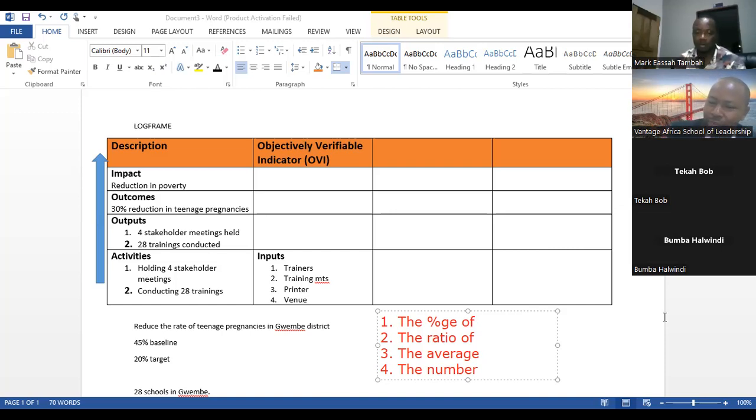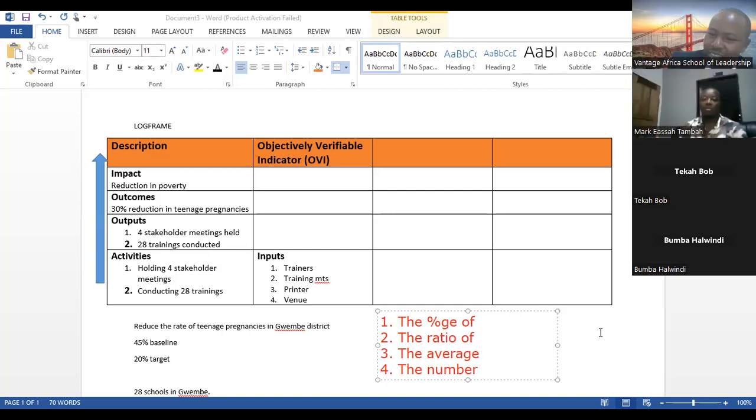Talk to us, Bumba. If I remember correctly, we said that a number should not be used for output or outcome. A number should not be used for outcome and also impact. It can only be used at output level. Okay, great.